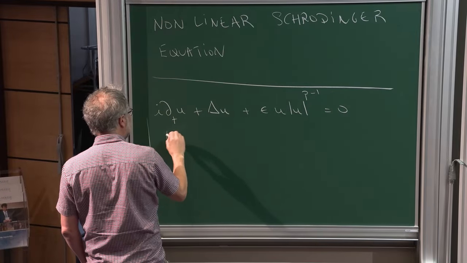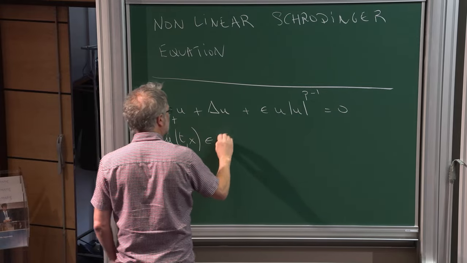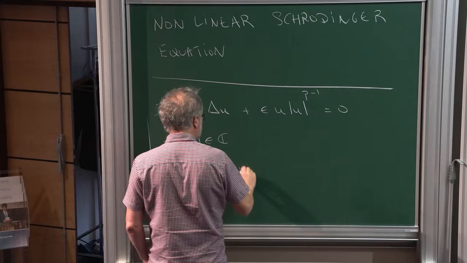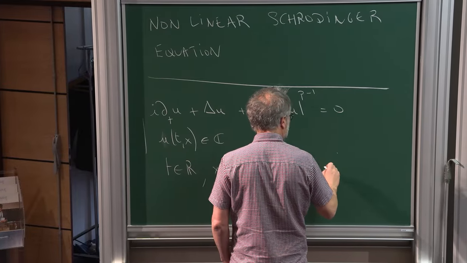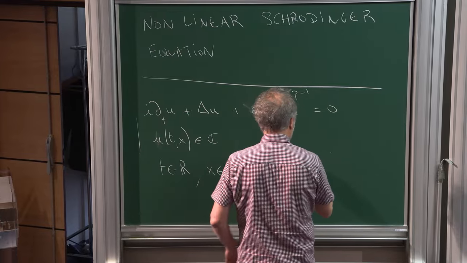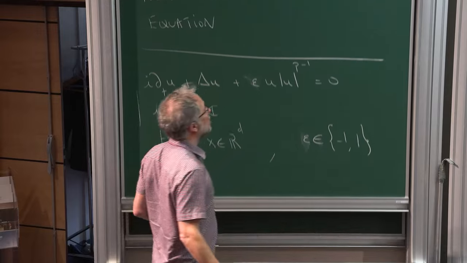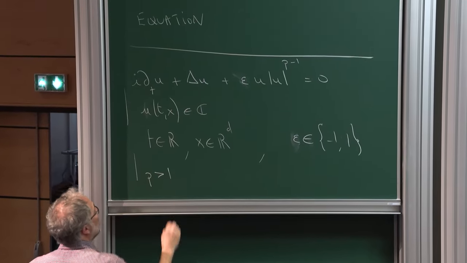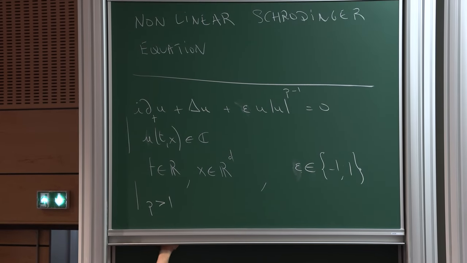So t is time. So u is a function of t and x. Its complex value, t is time. x is in R^d. And epsilon belongs to minus 1, 1. And p is typically an integer, maybe not. p is bigger than 1. And I want to study this.